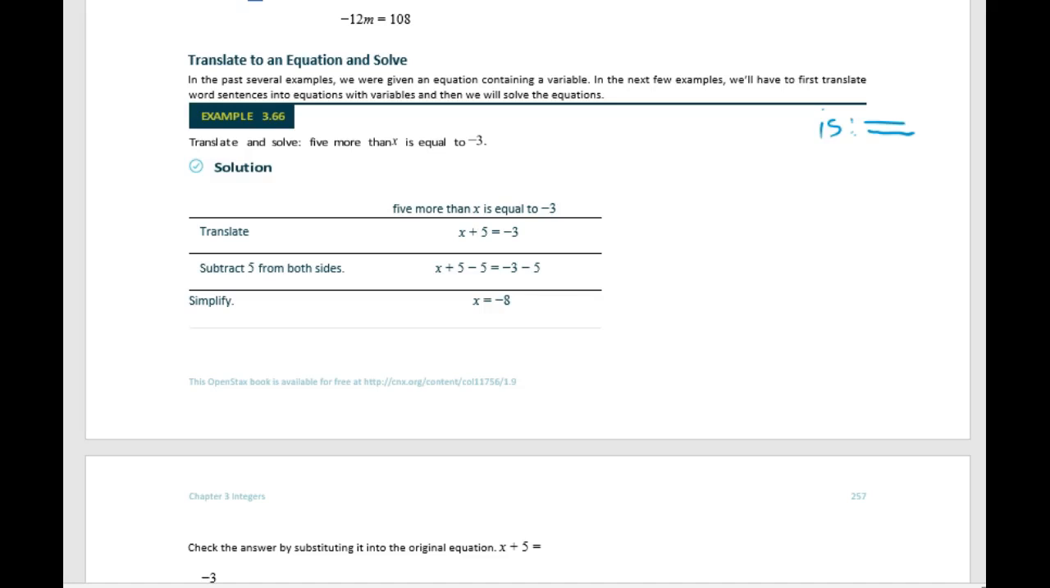So let's translate it. 5 more than, and I know that more than means I'm going to be adding, then x is equal to -3. So I always kind of write my sentence first. So now I'm going to solve.